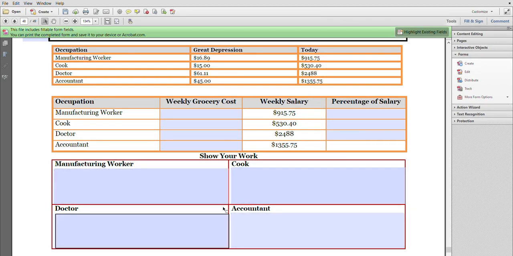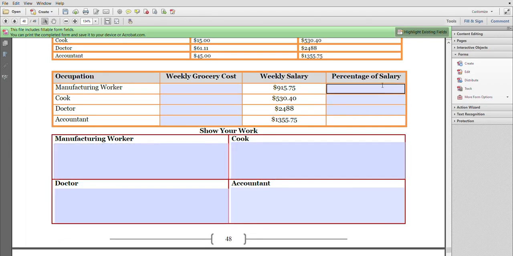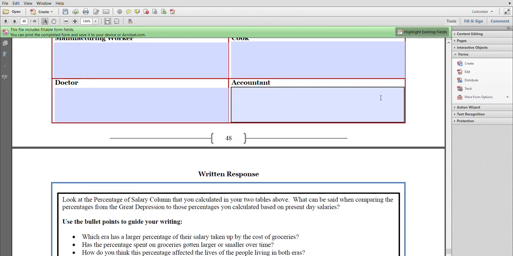Same rule applies for showing your work. If you don't want to type it, if it's difficult, handwrite it, take a picture, and upload it. Okay, pay attention to the percentage of salary. That's going to be an interesting number on both the Great Depression and present day.